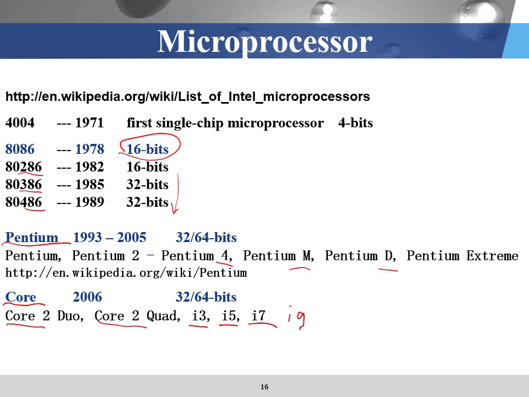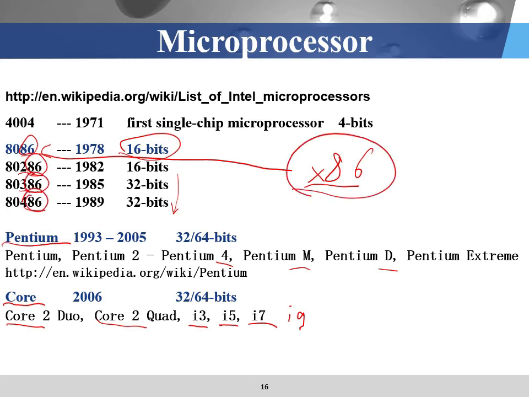And you may see the architecture of the CPU is called x86. That's because it's from this CPU. Because all of them use the 86. So the name of x86 actually represents the Intel CPU architecture.